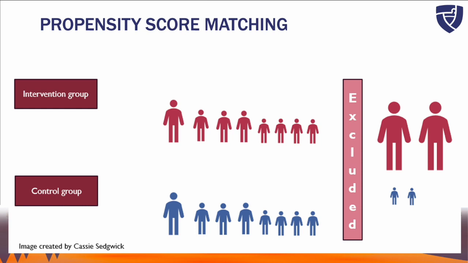As you can see, all participants in the intervention group have someone that they're matched with in the control group that has the same propensity as they do to be in the intervention group, or the same propensity score that they do. The participants who were excluded either have a very high propensity score or a very low propensity score and didn't have anybody that they matched with in the other group or who had the same propensity score as they did. So this leaves us with intervention and control groups that are more similar and can help us to reduce those confounding variables or those differences in baseline characteristics.